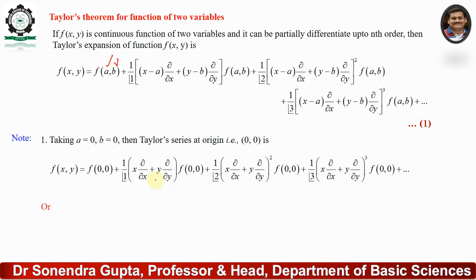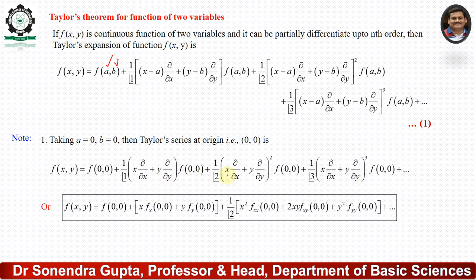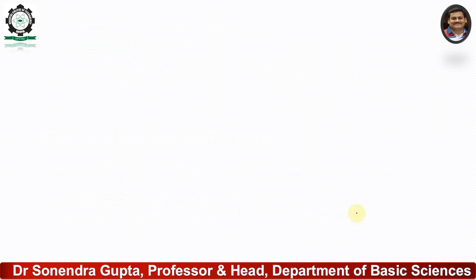Now, another form of this equation: if we expand the whole square, then we get 1/2! [x² f_xx, meaning partially differentiated two times with respect to x, then 2xy f_xy, meaning partially differentiated with respect to x and y, then plus y² f_yy, that means partially differentiated two times with respect to y].